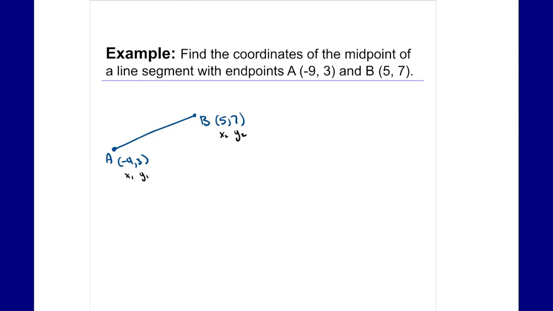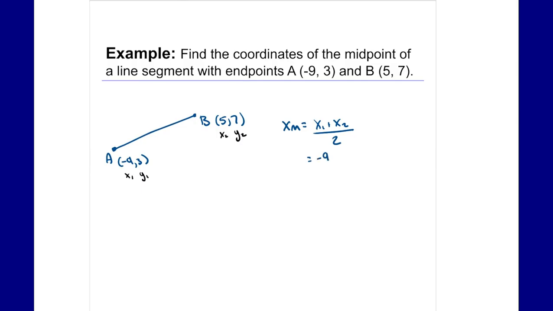So in this case, we have our two values. I can go through and find the x value of my midpoint by adding the two x values together. So the x value of the midpoint is going to be x1 plus x2 divided by 2.